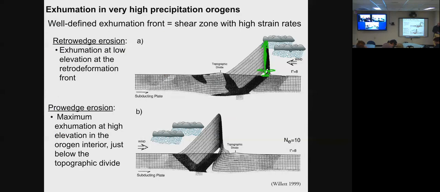If you have a lot of clouds, a lot of erosion coming from the pro side, you'll have a somewhat more diffuse zone of metamorphic rocks on outcrop. And the highest metamorphic grade rocks will be found very close to the topographic divide of your mountain belt.